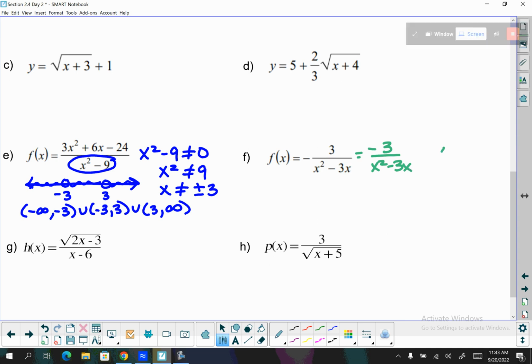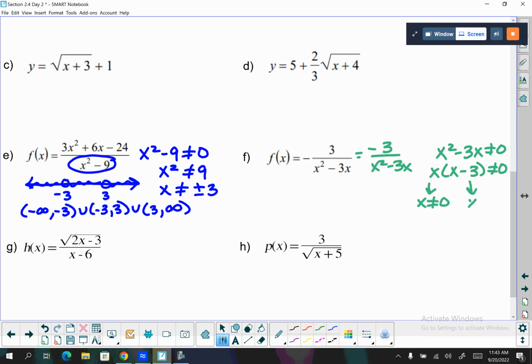Okay. Remember, we don't want that denominator to equal 0. Okay, how would you solve something that looks like that? It's a quadratic. It's already equal to 0. Can I factor that? What can I factor? What can I do? Take an x out. Take out what they have in common. That leaves me with x minus 3. And then if I set each of my factors equal to 0, from this guy I'm going to get that x can't equal 0. And from this guy I'm going to get that x cannot equal 3.